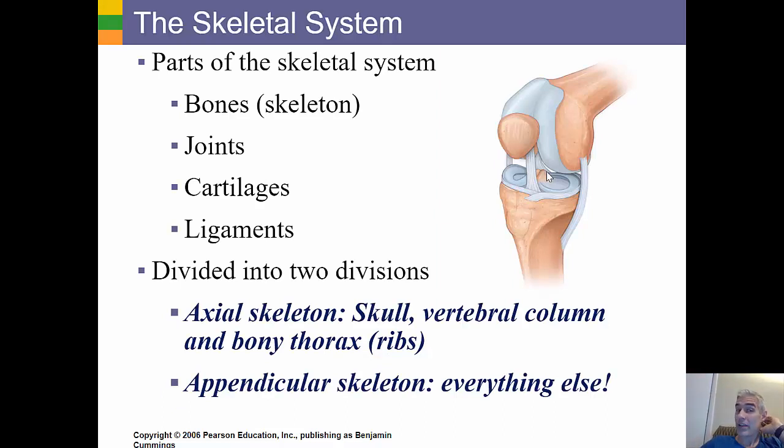When we talk about the skeletal system, the first thing we have to understand is what the different parts of it are. You have your bones, which are the classic things you think of when you think of the skeletal system. You have the joints and the cartilage associated with those joints that prevents rubbing, the hyaline cartilage, and then the ligaments that hold all the bones together. The skeletal system is divided into two divisions. The first is the axial skeleton, which includes the skull, the vertebral column, and the bony thorax, which is the ribs. And then the appendicular skeleton, which is basically everything off of that.